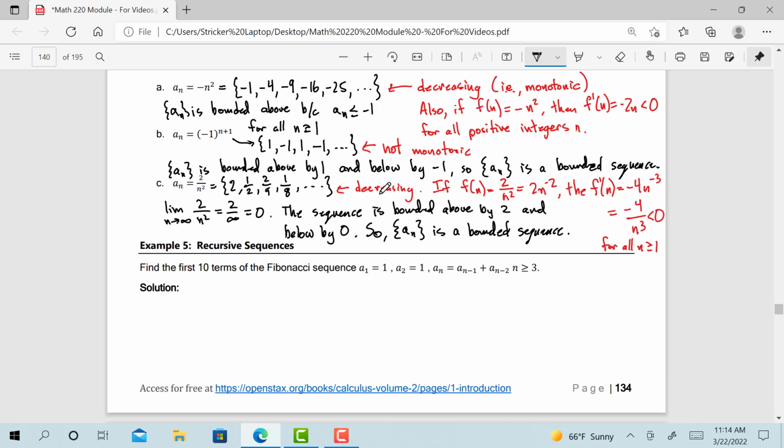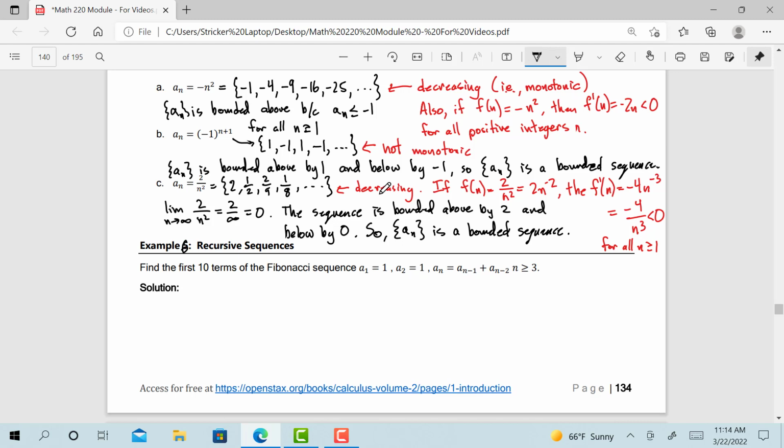We have one more example here. This should actually be example 6, right? It's a little typo. What are some recursive sequences? Well, a recursive sequence is when each term in the sequence is related or built on previous terms. So it says find the first 10 terms of the Fibonacci sequence. It says the first term is 1, the second term is 1, and then each term after that is going to be related to the previous term.